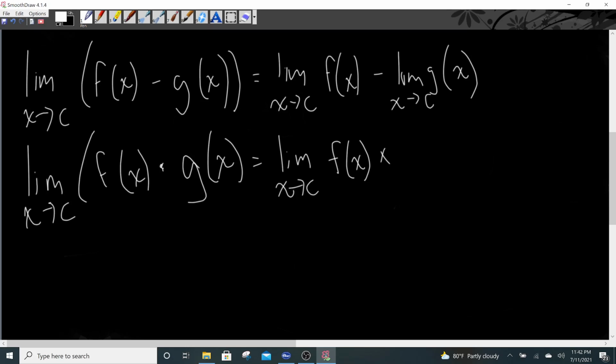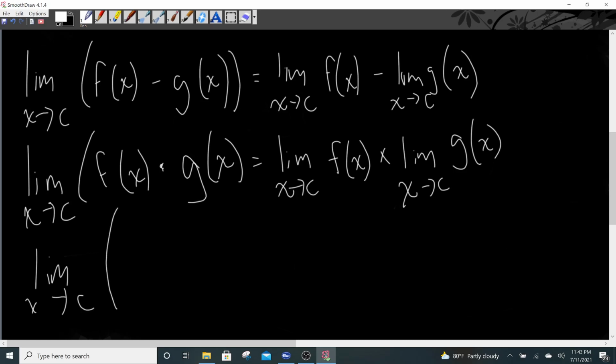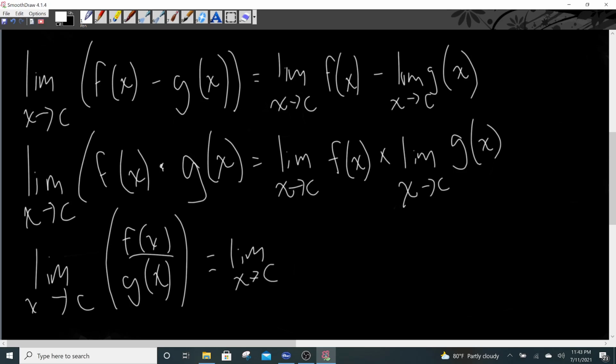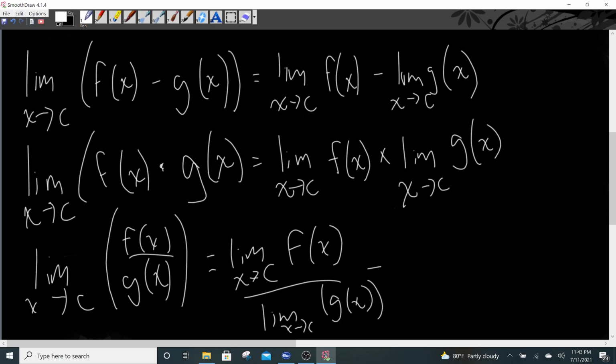I don't know why I switched from dots to x's, but okay. And last but certainly not least, the limit as x approaches c of f of x over g of x is equal to the limit as x approaches c of f of x over the limit as x approaches c of g of x. And again, if we use our L1, L2 notation, we can say that's L1 and that's L2.